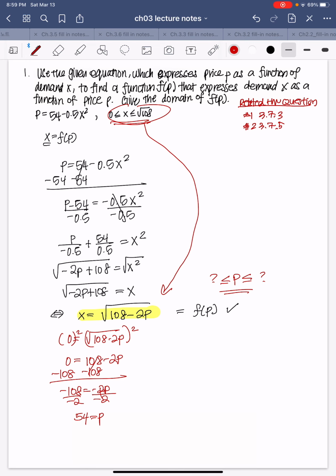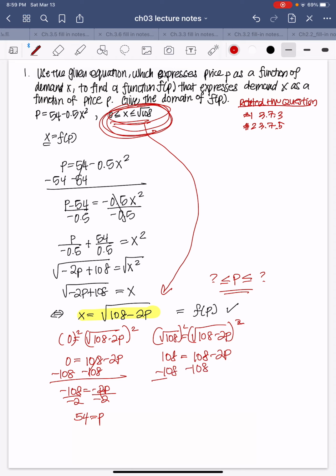We also have x as the square root of 108. So let's also plug it in. x is square root of 108, equal to square root of 108 minus 2p. Again, where am I getting 0 and 108? Right over here. x is defined from 0 to 108. To have p by itself, I would square both sides to get rid of the square root. So 108 is equal to 108 minus 2p. Subtract 108. So I have 0 equals negative 2p. Divided by negative 2, so p is equal to 0.